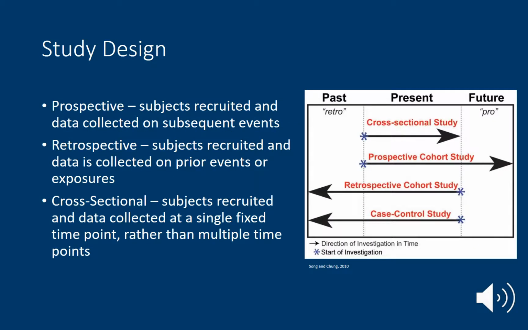A prospective study is when subjects are recruited and data is collected on subsequent events. A retrospective study is when subjects are recruited and data is collected on prior or past events and exposures. And a cross-sectional study is when subjects are recruited and the data is collected at a single time point rather than at multiple time points. Multiple time points would be a longitudinal study design.